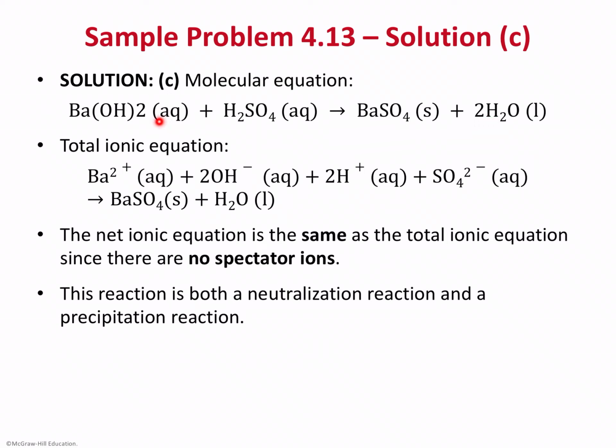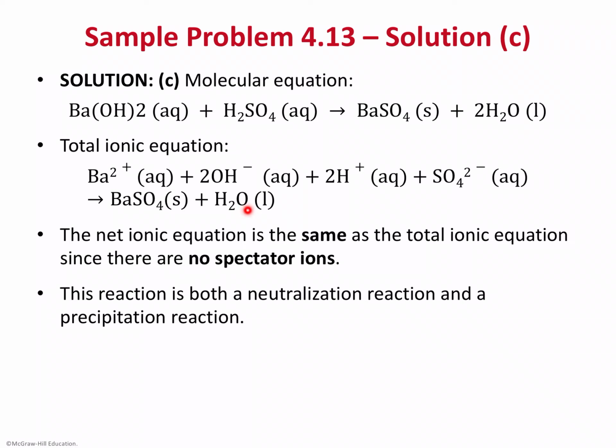And then whichever says aq, you're going to break into ions. So the barium hydroxide is going to be barium 2 plus ions and 2 hydroxide. Sulfuric acid can be broken down into 2H plus and sulfate ion. Barium sulfate you don't break because it's a solid, you're going to leave it. And the 2 water molecules also you leave. This is one of the products of the acid-base reaction.